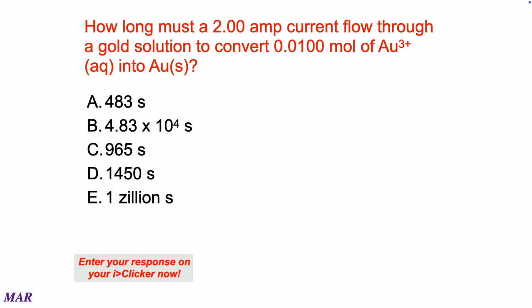So on these problems, a couple of hints. First of all, amps, which are used for electricity. An amp is a coulomb per second. So when you see amp, just cross it out and put coulombs per second. If you combine that with the Faraday, 96,485 coulombs per mole of electrons, you have a conversion for getting rid of coulombs. So in this question, we want to know how long it's going to take a 2 amp current to convert 0.0100 moles of gold 3 plus into gold. See if you can figure that out. We'll talk about it here in a little bit.